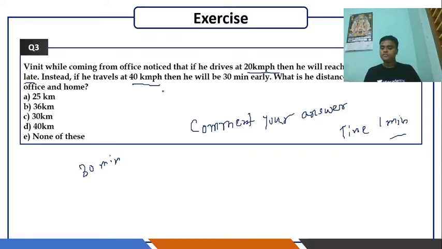Those of you who just joined, the part of the question which is not visible, behind my photo, is: if he drives at a speed of 20 kmph, then he will reach home 30 minutes late. Instead, if he travels at a speed of 40 kmph, then he will be 30 minutes early. So what is the distance between his office and his home?